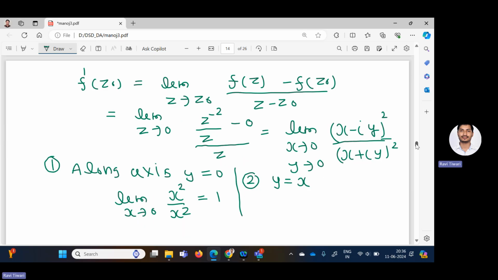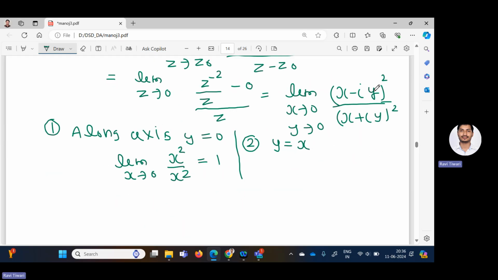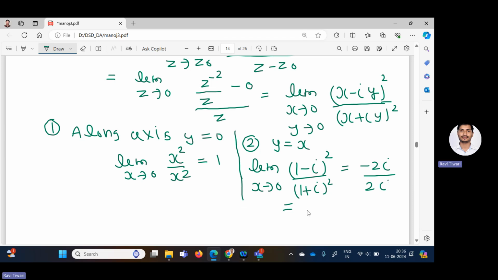X minus ix. So when you take y equal to x, x is common from numerator and denominator, and you can cancel it out. So you get limit x tends to 0 of x square by x square times, in the numerator, 1 minus i whole square, and in the denominator 1 plus i whole square. This equals a square plus b square minus 2ab, so you get minus 2i, and in the denominator a square plus b square plus 2i. So 2i cancels out, and this time you get limit minus 1.